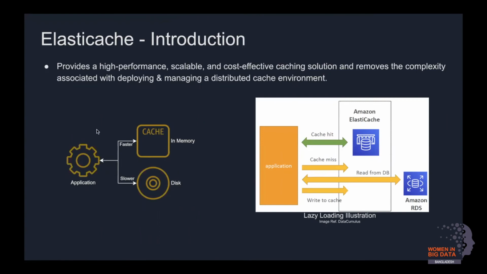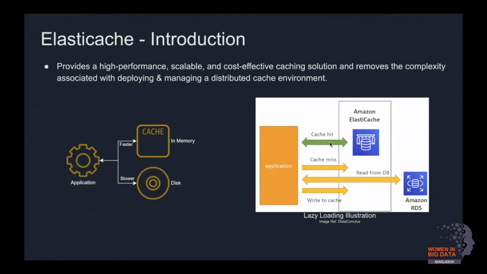So you can see this quick image. When you have an application, you get the response very fast from in-memory, but when it comes to the disk, it is slower. So that is exactly where the cache comes into play. Again, there are certain detailed things which you should see when you're working in real life on ElastiCache. Things like cache hit, cache miss, read from DB, write to cache. Those are the different processes.